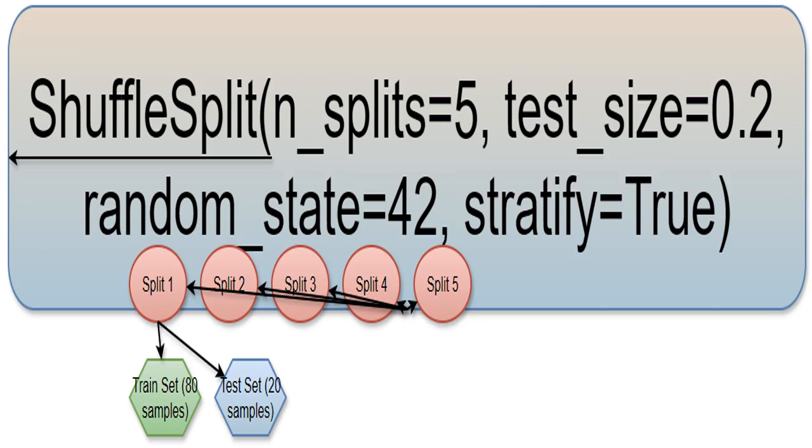This line specifies the parameters for creating the splits using scikit-learn's ShuffleSplit. n_splits equals 5 means we'll create 5 different train test splits. test_size equals 0.2 means each test set will be 20% of the total data, 20 samples out of 100. random_state equals 42 sets a seed for the random number generator, ensuring the same splits are generated every time we run the code with these same parameters. This is crucial for reproducibility.